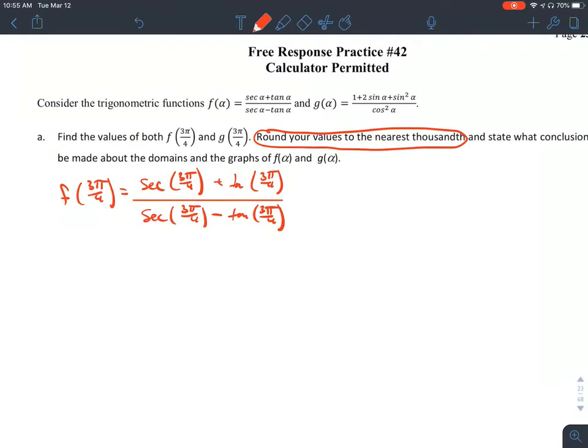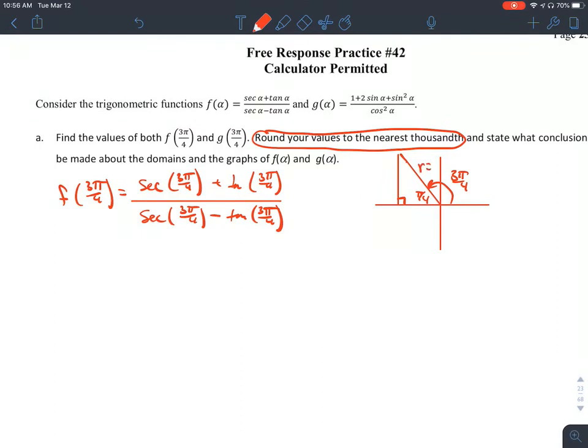Well, let's review what we know about 3/4 pi. You know that's in quadrant 2. You know the reference angle is pi over 4. There's a couple different ways you can do this, I'll show you both. You could assume it's a unit circle with radius 1, and I think you all know that makes this square root of 2 over 2 and negative square root of 2 over 2.